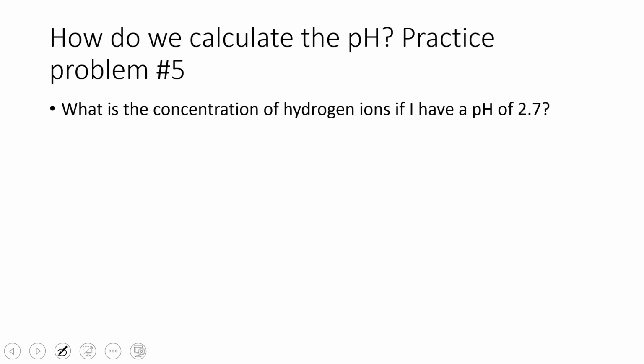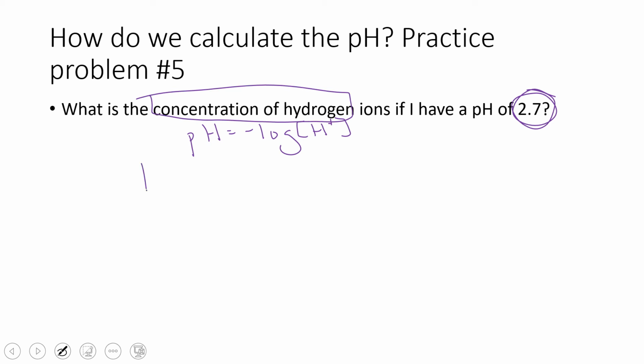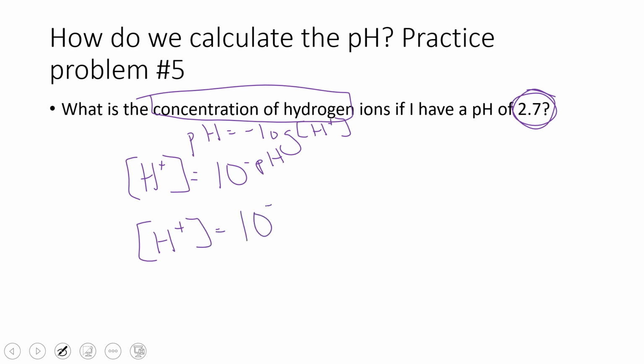Final practice problem, and we're just doing the same thing. pH is equal to the negative log of the concentration of hydrogen. Again, we have this pH value because we're looking for the concentration of hydrogen. So we're going to rewrite this where H positive is equal to 10 to the negative pH. So my H positive is equal to 10 to the negative 2.7.